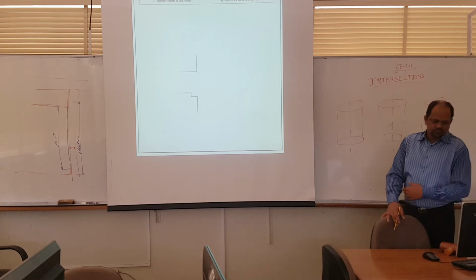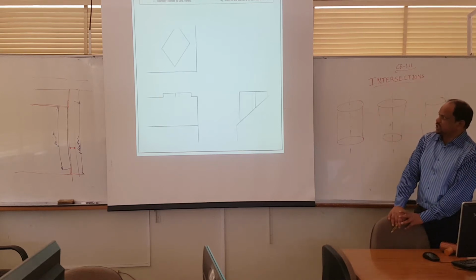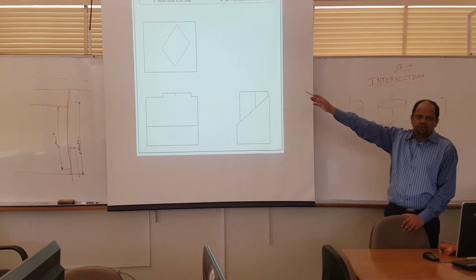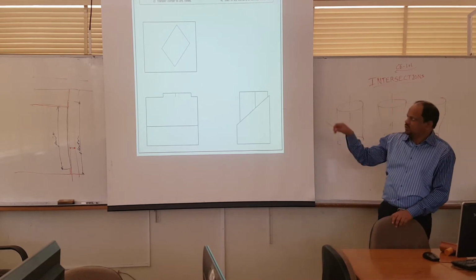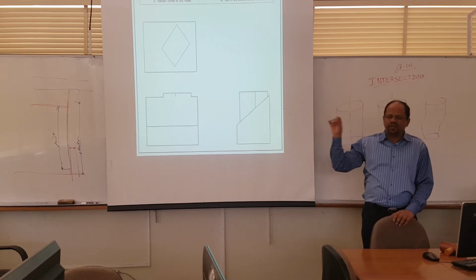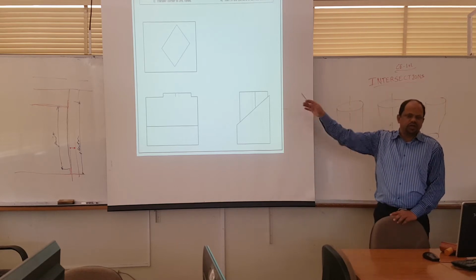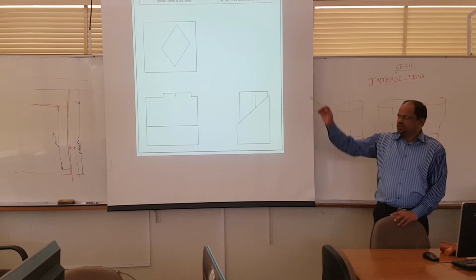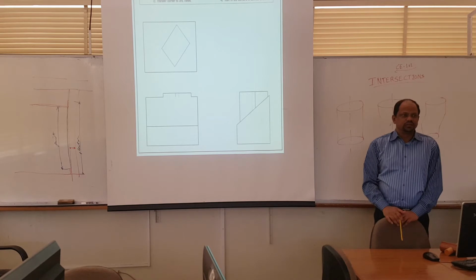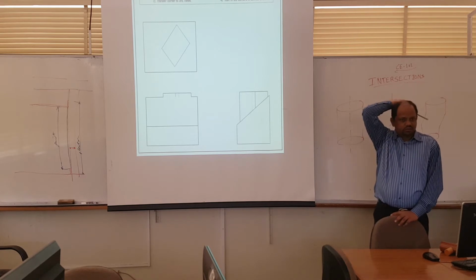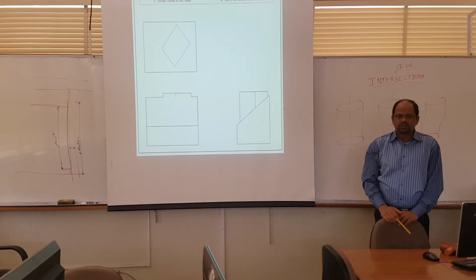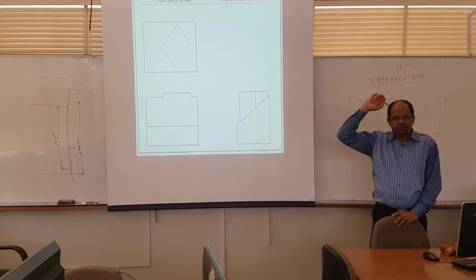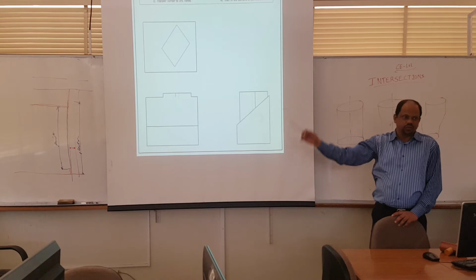So how do we do the intersecting objects? I have drawn here the 3 views of an object. Out of these 3, there are 2 views which are complete and there is 1 view which is incomplete. Can you identify? What are the views which are complete out of these 3? Yes, from the back. Right side. Okay. This view, side view, and what? Which one? Top view, isn't it?